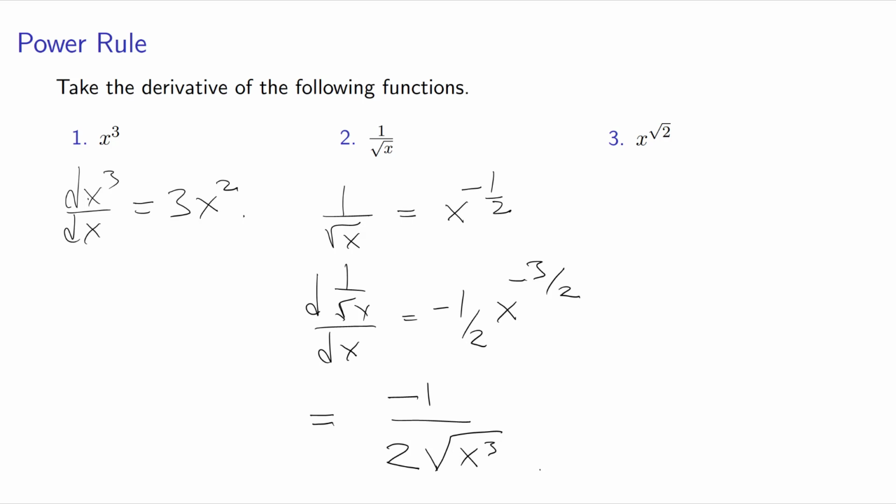Now don't be tricked by this last problem. r is simply root 2. So the derivative of this function is root 2 x to the root 2 minus 1. And that's the final answer.